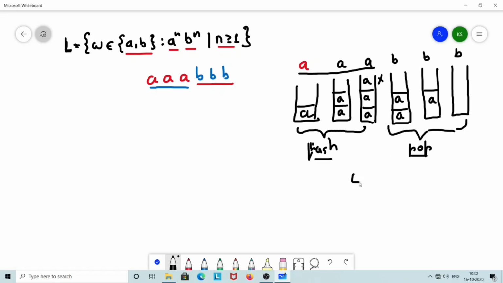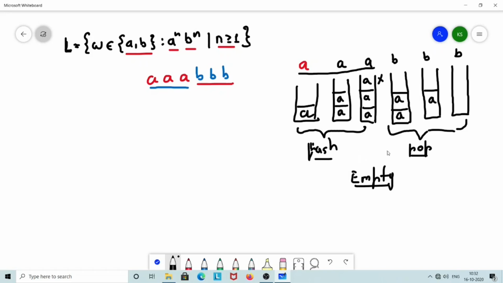The stack will be empty. So this is true if the number of A's is equal to the number of B's, right? Only then will the stack be empty. So if I have more A's, then the stack will have some number of A's in it, right? The elements which were pushed onto the stack.